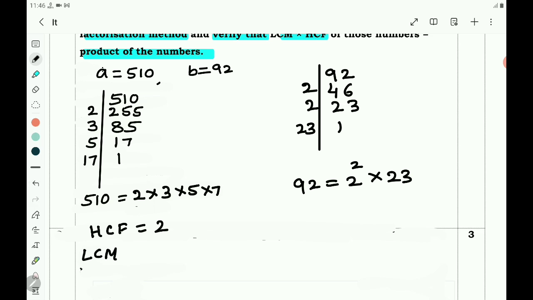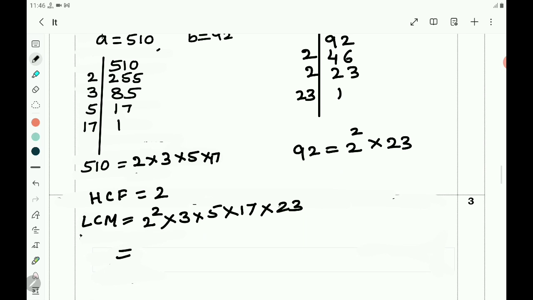LCM, out of common factors we have to take the highest power, 2 power 2, and write the remaining factors. Here it is 3 into 5 into 17, into here which factor is remaining? 23. Then the product of all these becomes the LCM.